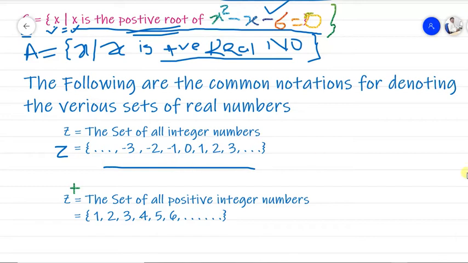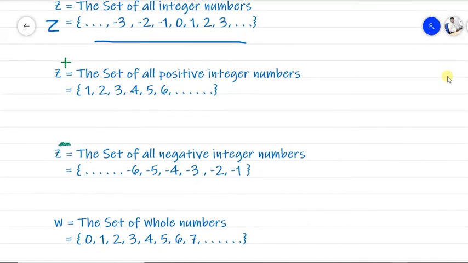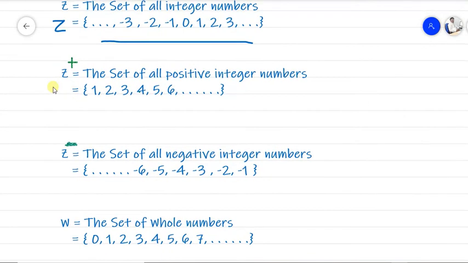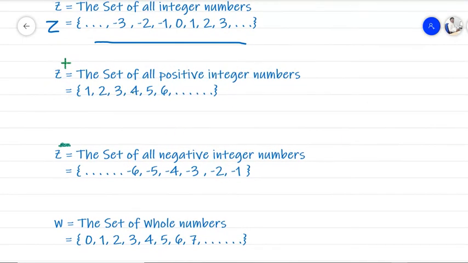Getting my point? Now here we have a set Z plus. Z plus is nothing but the set of all positive integers. So all the positive integers we are putting in one group, in curly braces, and that becomes your Z plus. This is a standard notation. Whenever we use Z plus, it means all positive integer numbers.